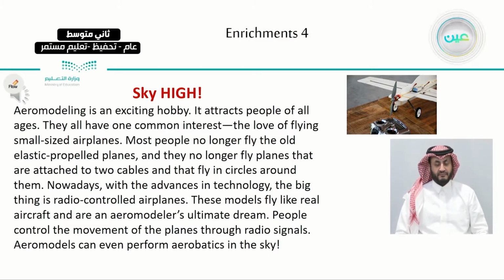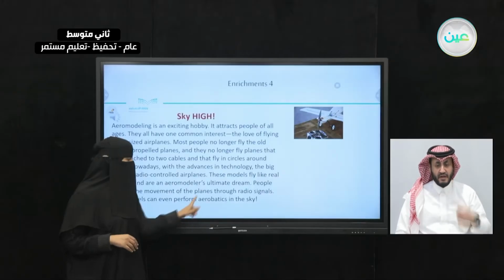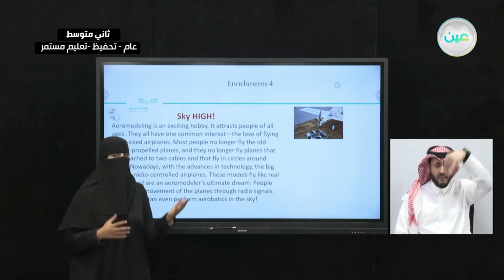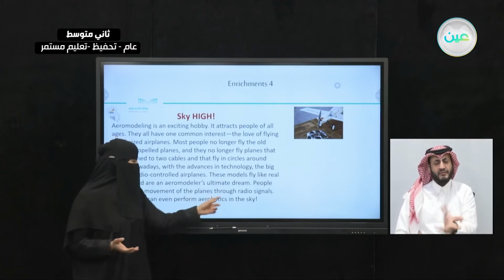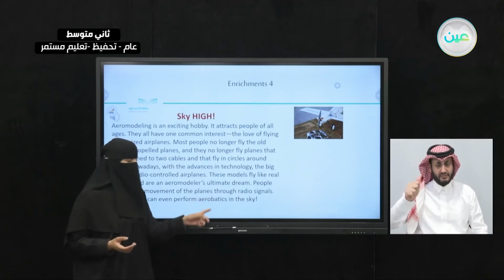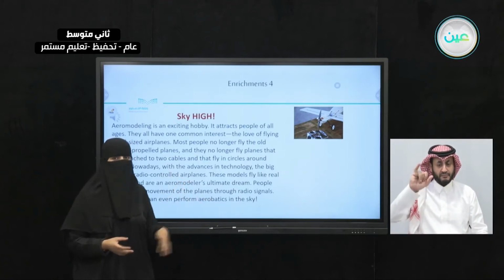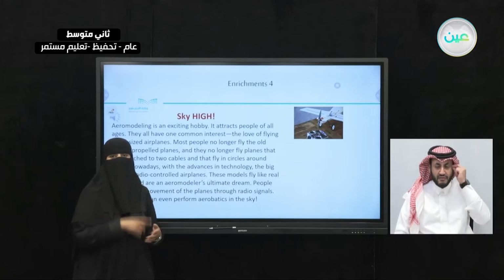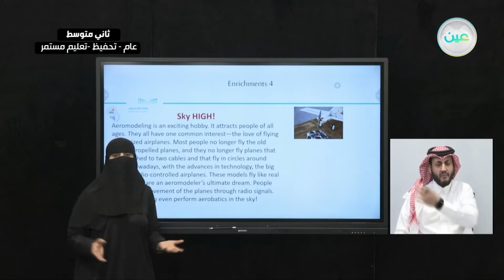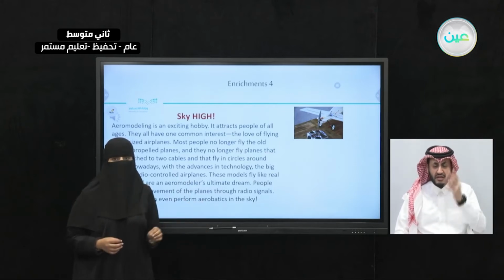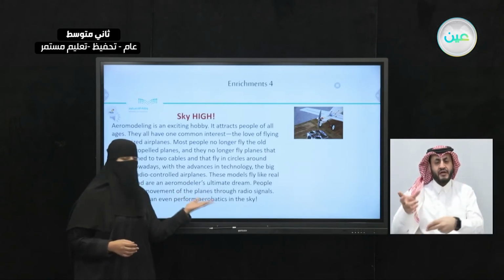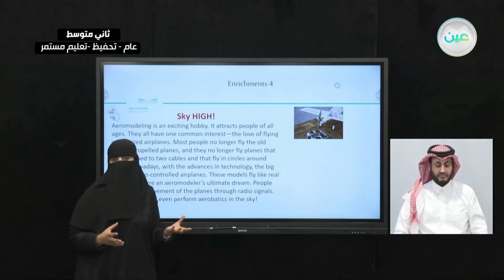Let's take a look at this word here. Air models can even perform aerobatics in the sky. Now, we talked about air modeling, but I don't know the meaning of aerobatics. From the context, we understand that aerobatics means doing circles or some kind of performing in the sky using these air models. See? So here we found the meaning of the word aerobatics. We understood the meaning of the word from the context.